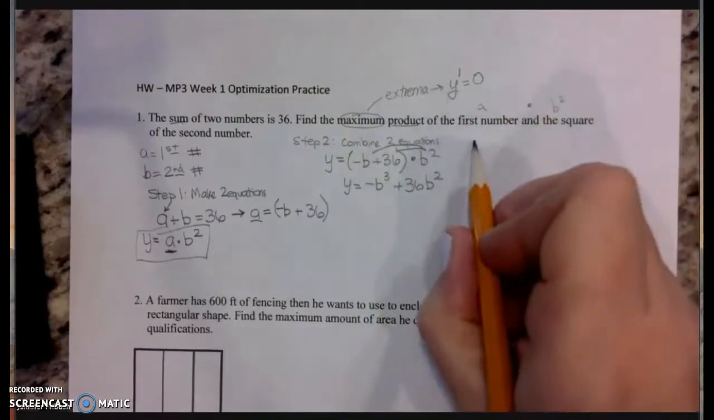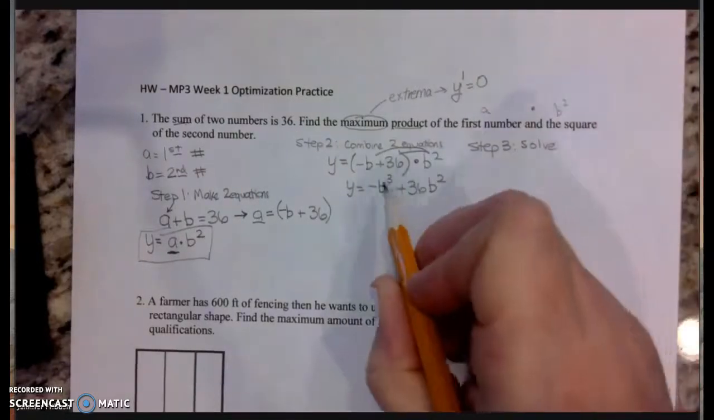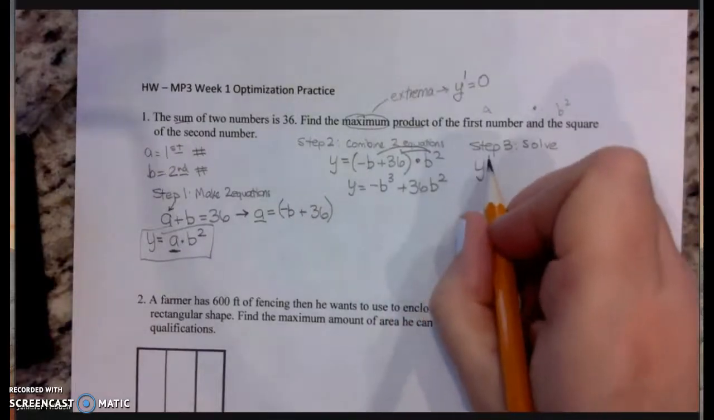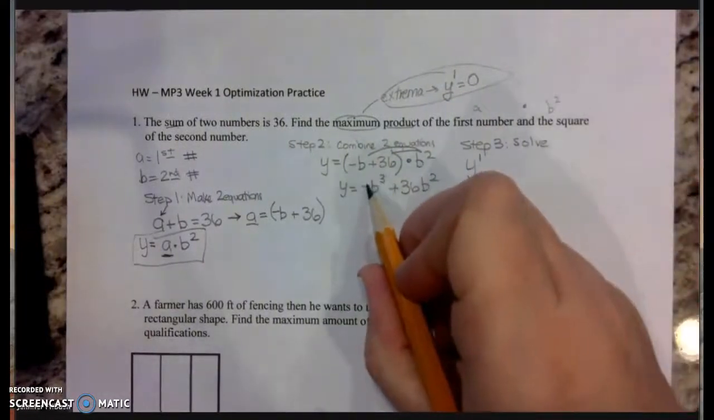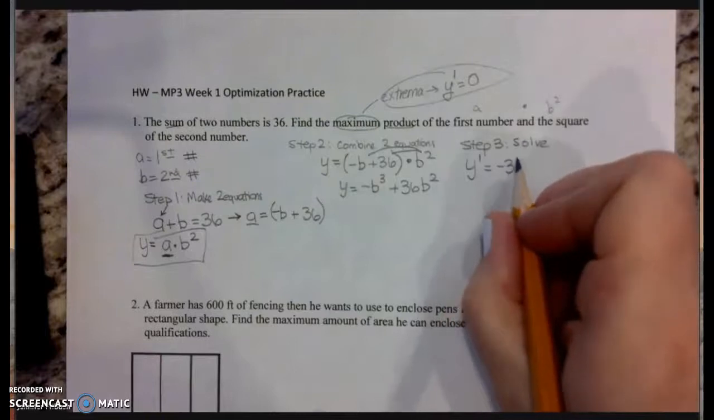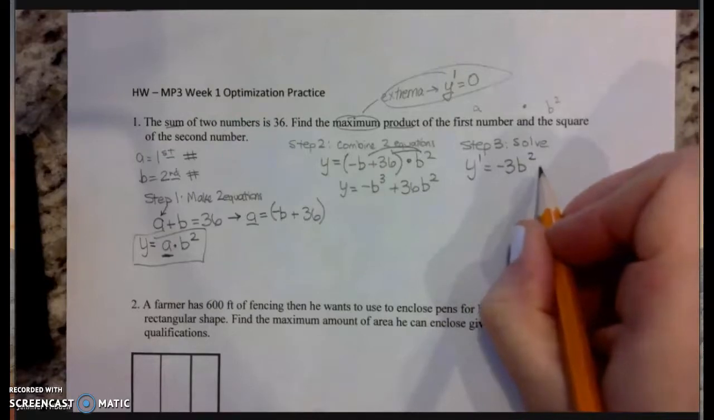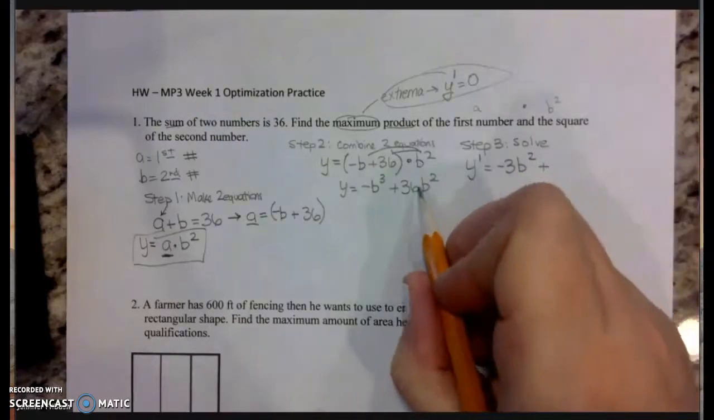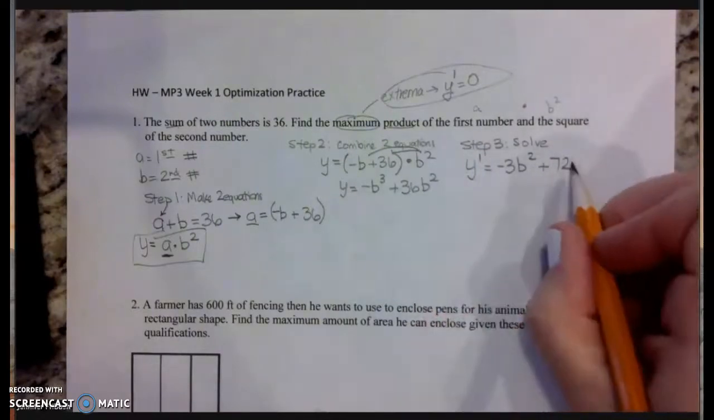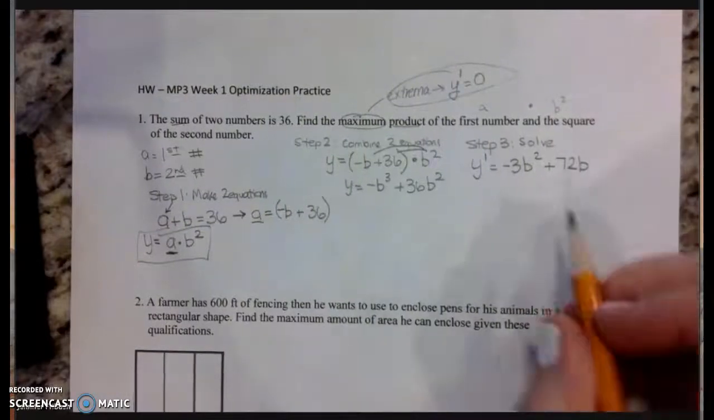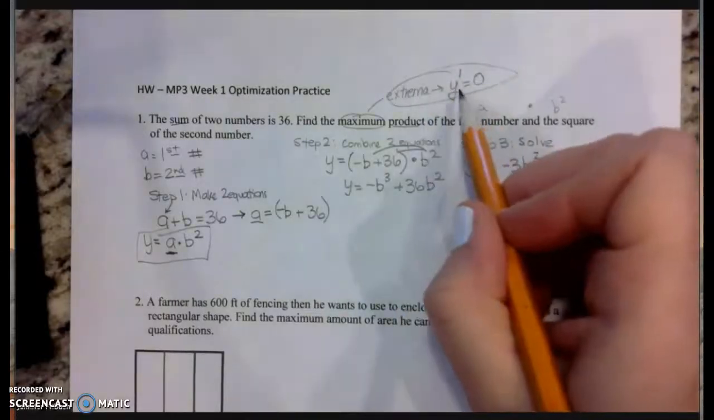Okay, so step three is to solve. So I'm going to take the derivative of this. I want y prime because that is where I get my extrema. So power rule, this 3 comes up front. It's going to be negative 3. B is going to come here. 3 take away 1 power will be negative 3b squared. Plus 2 times 36 is 72, and take away 1 power, b. So here's the derivative.